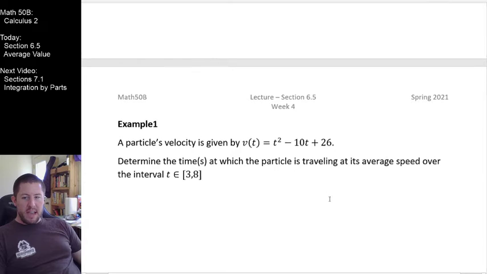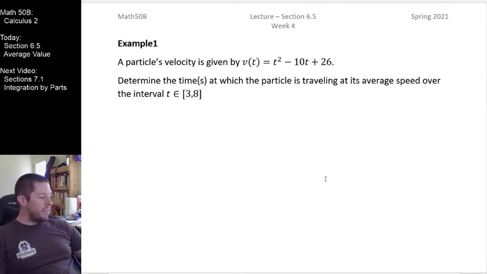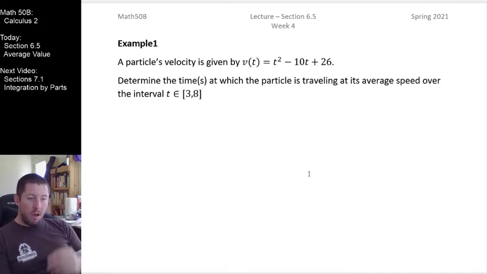Let's go ahead and look at a few examples. I'm intentionally going to run us up against an example that we can't do today, because I think I need to spice up average value ever so slightly here. And again, I'll show you some things that you're going to be heading towards in the future with that second example. So, example one, a particle's velocity is given by some quadratic that we'll call v.